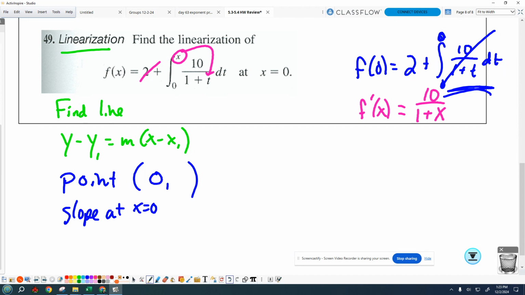Okay. And then we did chain rule times the derivative of x, which is just 1, then minus 10 over 1 plus 0 times the derivative of 0, which is just 0. So there's the equation of slopes. Haley, what is the value of the slope at 0? 10. So the coordinate was this. So then, Nadia, what is the equation of the line, the linearization?